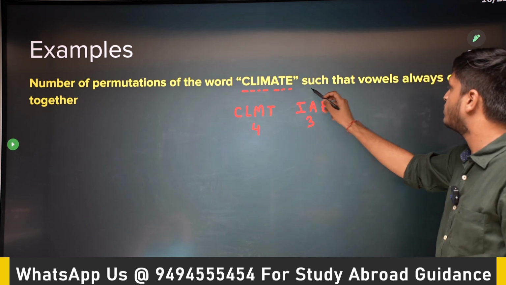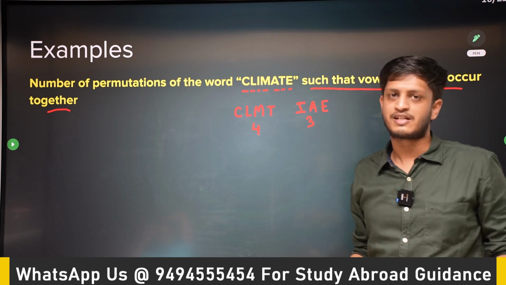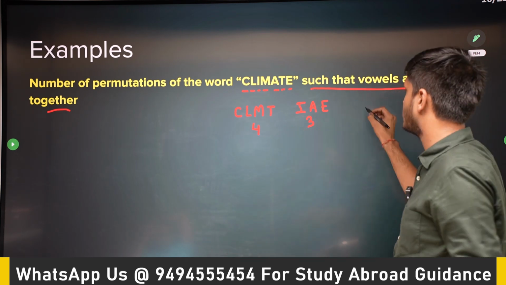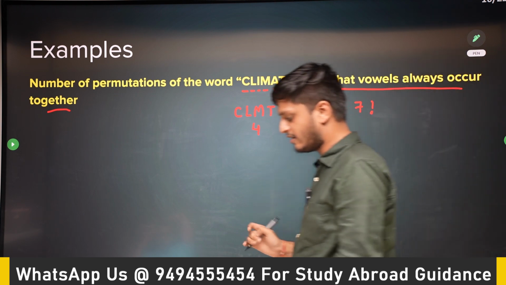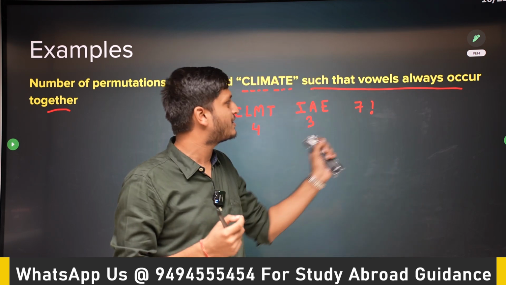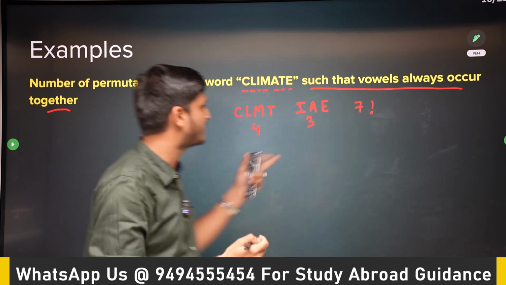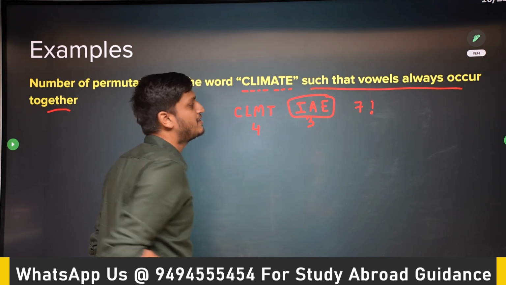So if I forget about the statement that the vowels come together, then the number of permutations is easy, 7 factorial. We have 7 letters, we can arrange them in 7 factorial ways. But now there is a specific request that the vowels must come together. They like each other. So now I, A, E will always come together.